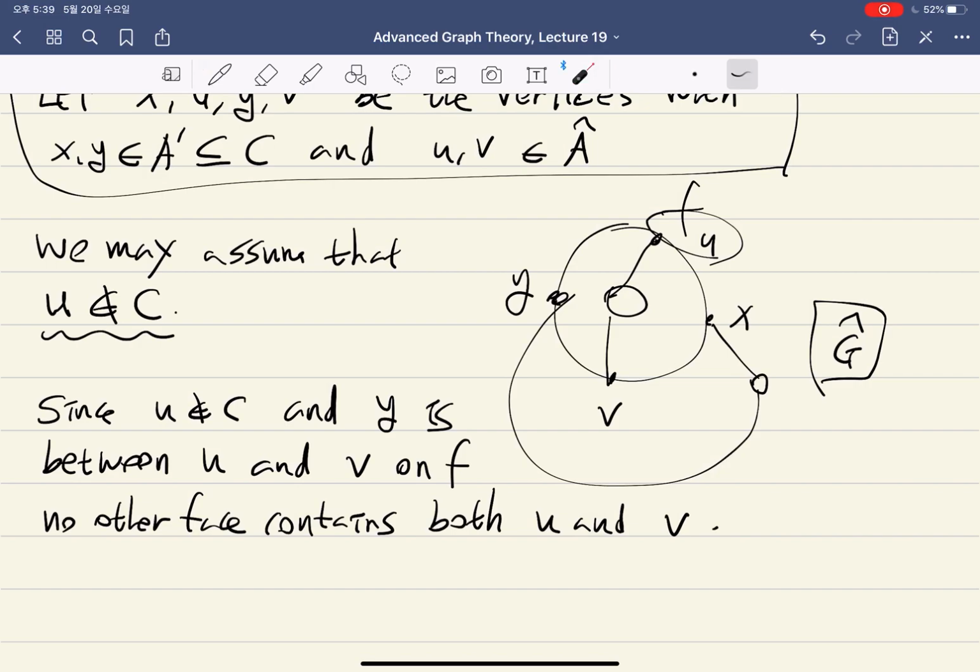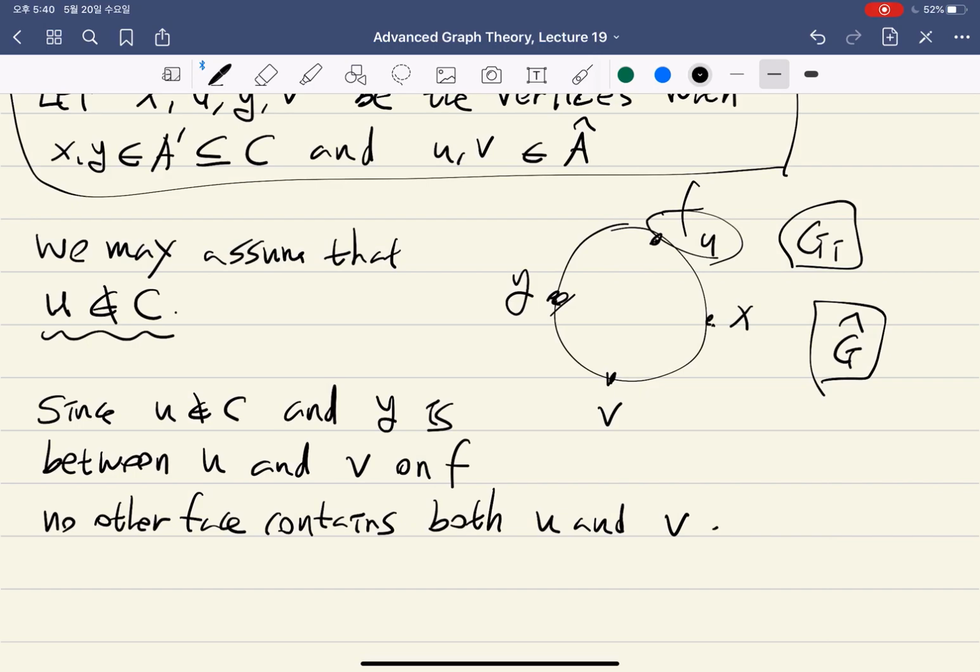So we have, give me a moment. So this space is F in G_i. So in the embedding of G_i, we say that inside of this U and V, you have this F, and you can find the path between here. No, sorry. Let me, give me a moment. Y is between U and V on F.